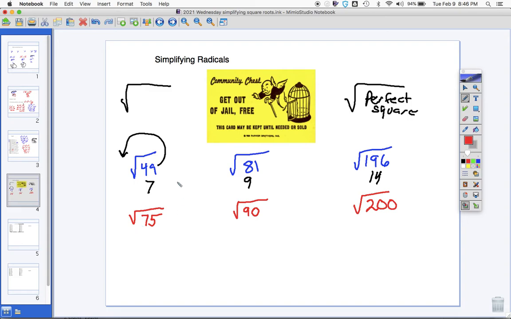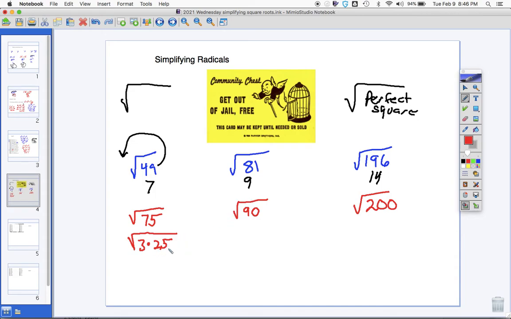So here I have the square root of 75. What you have to do with these problems is think about ways to break them up so that maybe one of the numbers is a perfect square. So ask yourself, what factors give me 75? In other words, what numbers can I multiply to get 75? Well, the first thing that comes to my mind is 3 times 25. 3 times 25 is in fact 75.